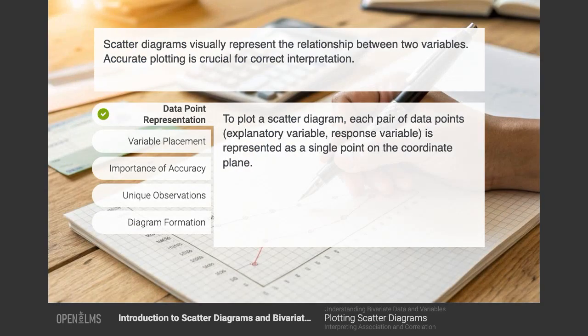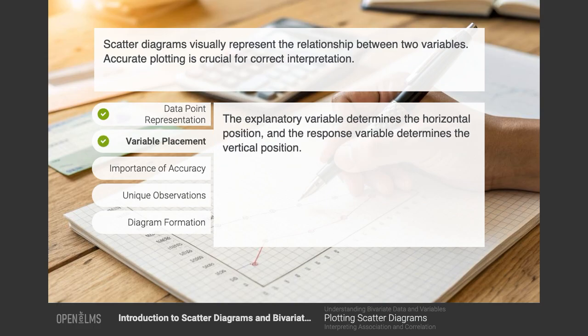Scatter diagrams visually represent the relationship between two variables. Accurate plotting is crucial for correct interpretation. To plot a scatter diagram, each pair of data points, explanatory variable and response variable, is represented as a single point on the coordinate plane. The explanatory variable determines the horizontal position, and the response variable determines the vertical position.